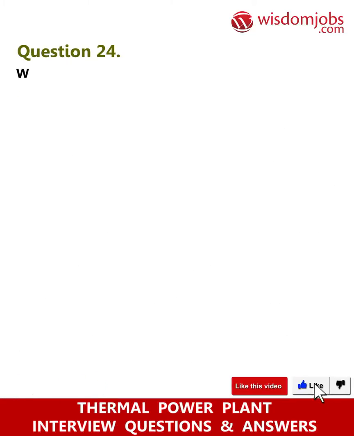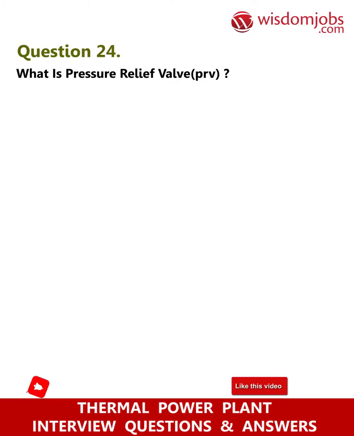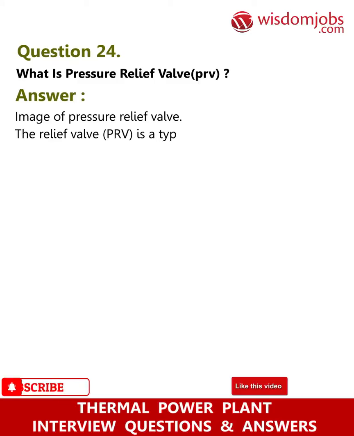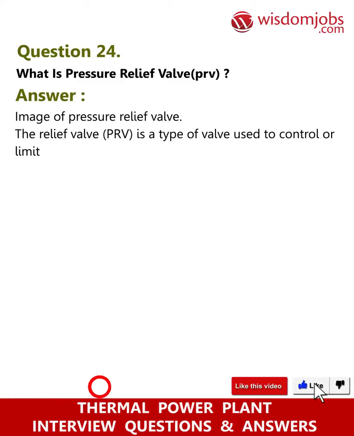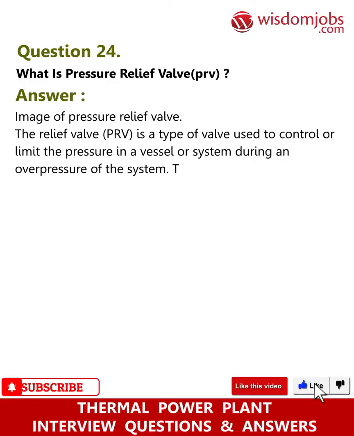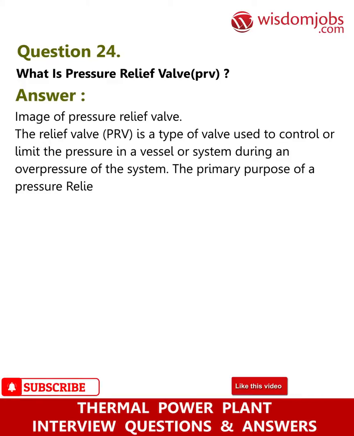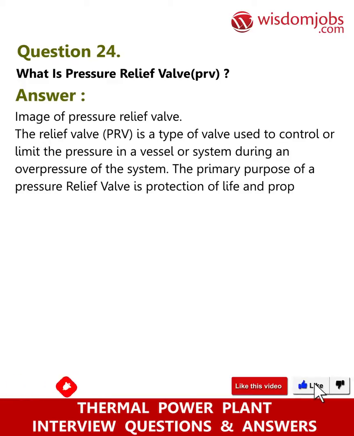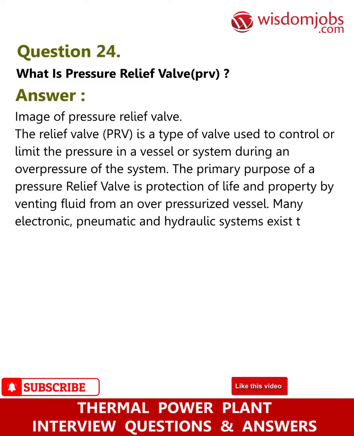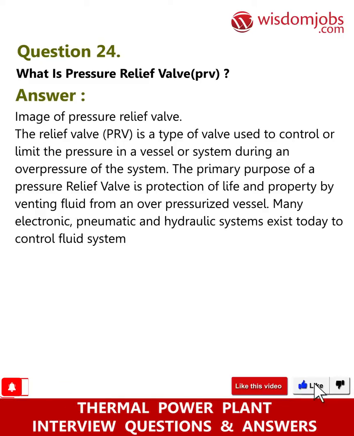Question 24. What is a pressure relief valve, PRV? Answer. Image of a pressure relief valve. The relief valve, PRV, is a type of valve used to control or limit the pressure in a vessel or system during an overpressure of the system. The primary purpose of a pressure relief valve is protection of life and property by venting fluid from an overpressurized vessel. Many electronic, pneumatic and hydraulic systems exist today to control fluid system variables such as pressure, temperature and flow.